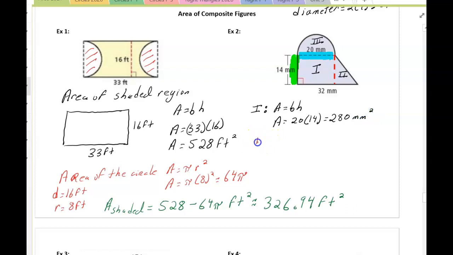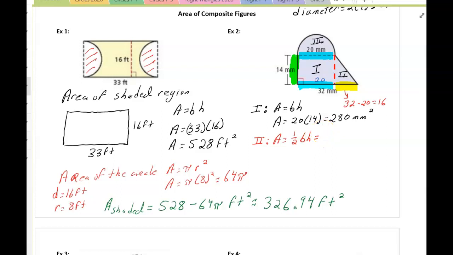Section 2 is a triangle, and the area of a triangle is 1/2 base times height. And the blue piece is 20, so I just highlighted that there. So if the blue piece is 20, I'm going to put 20 here. To find the yellow piece, I would take the whole segment, which was 32, and subtract 20. So the little yellow segment is 16 millimeters long.